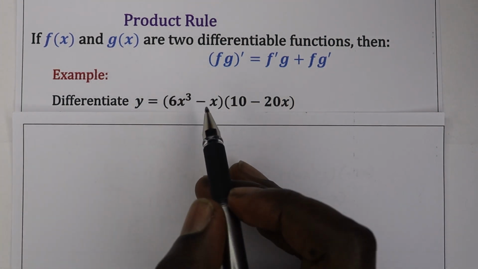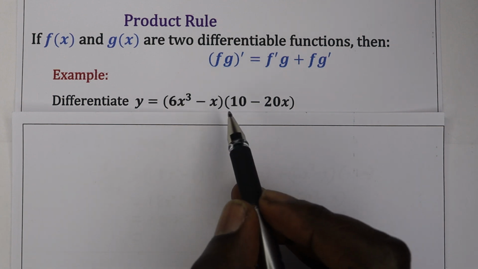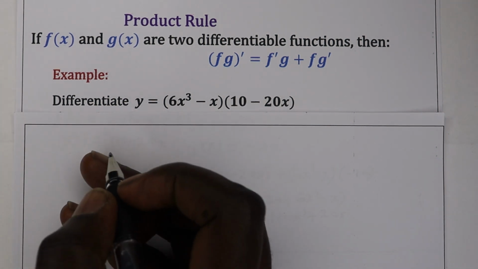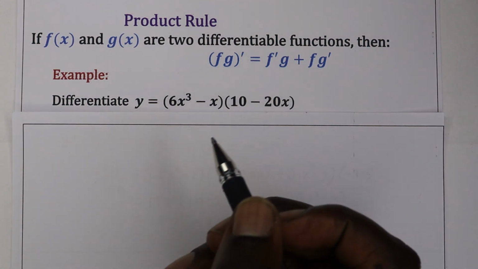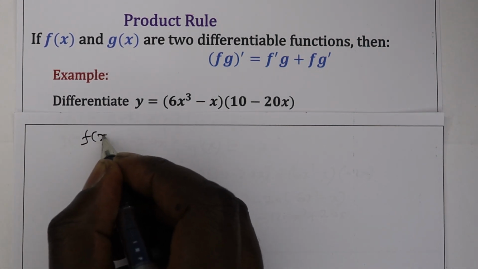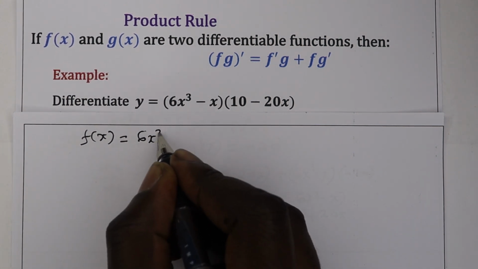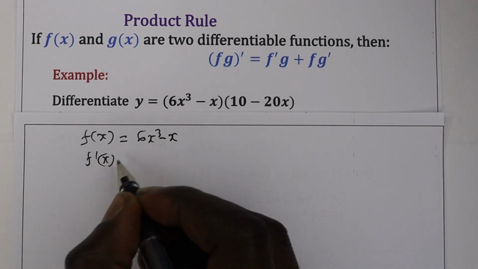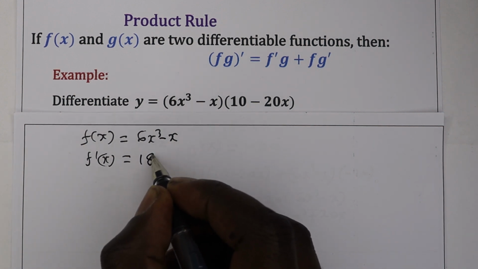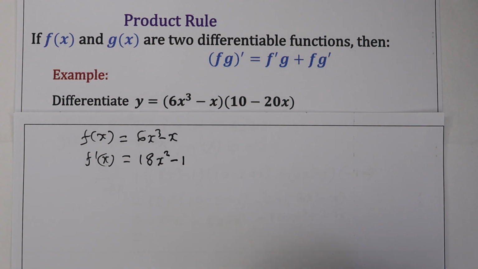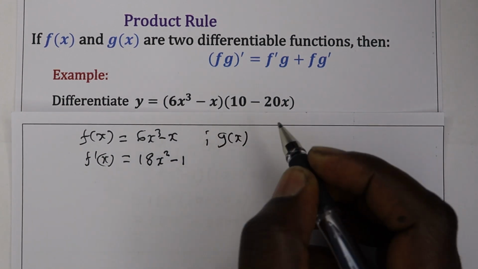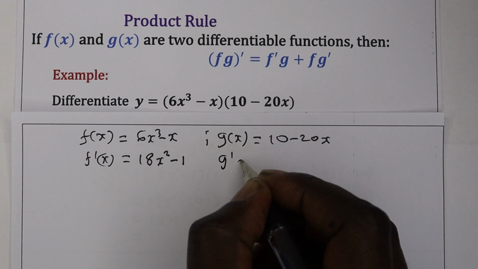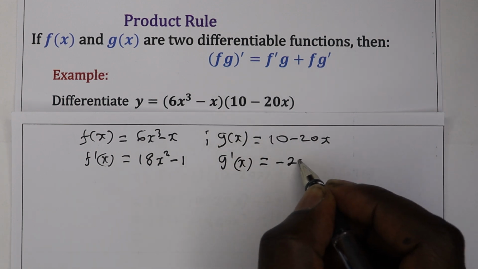We have: differentiate y equals (6x cubed minus x) times (10 minus 20x). So what you're going to require is to identify the two functions. The first function, f of x, will be 6x cubed minus x, and you're going to obtain its derivative. If we differentiate this, we're going to get 18x to the power 2, minus 1. And then identify the second function, g of x, as 10 minus 20x, and you get its derivative as minus 20.